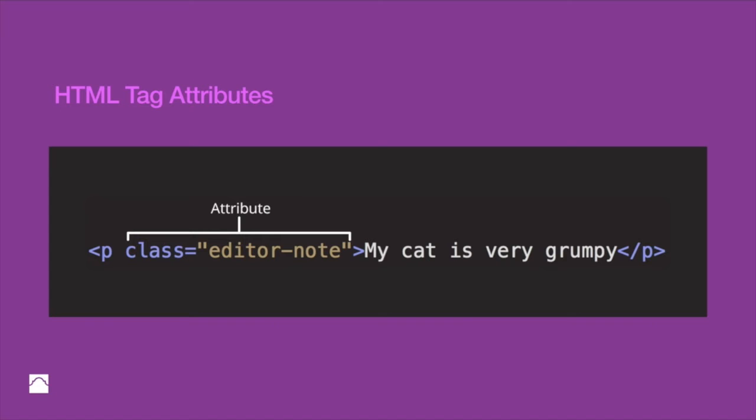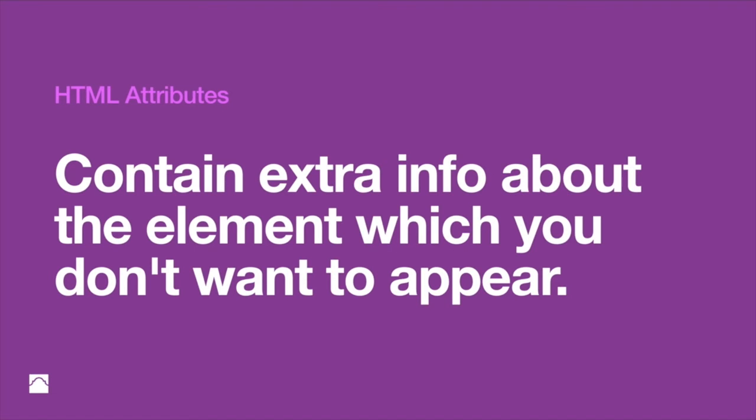So you have your tag here, and then a space, and then you have your attribute. All the attribute needs is an equal sign and a value within it, wrapped in double quotes. And you can have as many attributes within a tag. Of course, not repeating them, but you can have different types, and I'll go over different types in a little bit. HTML attributes contain extra info about the element which you don't want to appear.